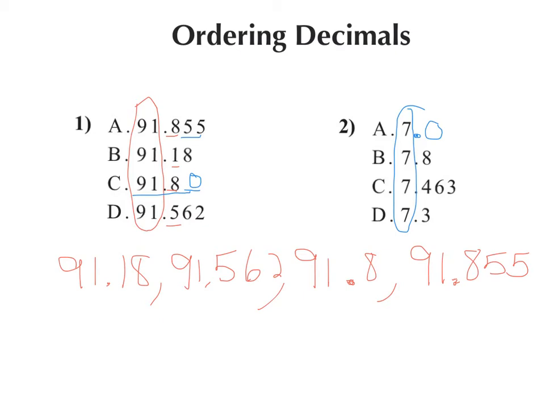So in this, now I can look at all of my tenths place. And I notice 0 is the lowest. So the 7 is actually first. Then 3 would be next. So I have 7 3/10. Then 4. So I have 7 and 463 thousandths. I don't even have to worry about looking at the hundredths and thousandths because the tenths place is lower than the 7 and 8/10.